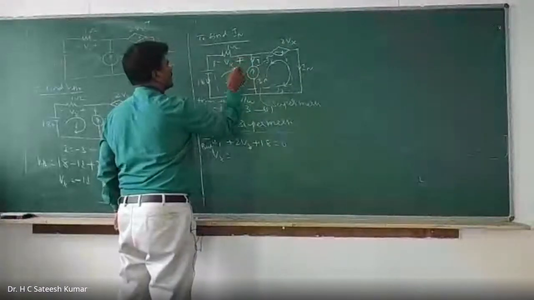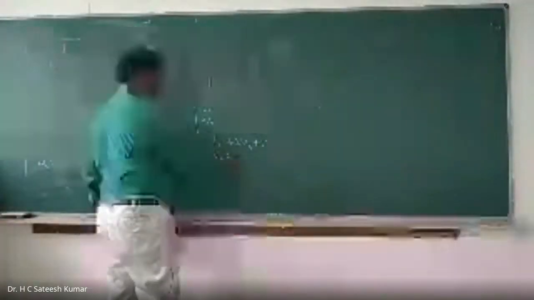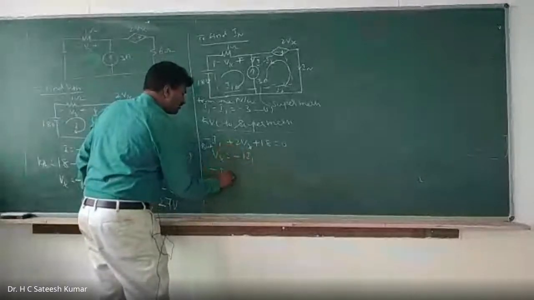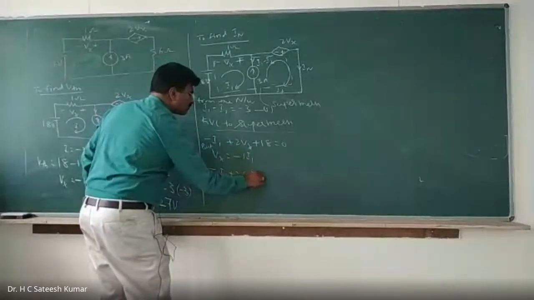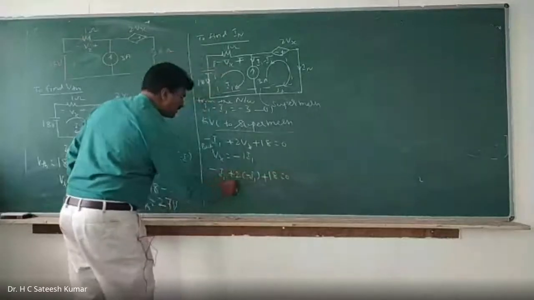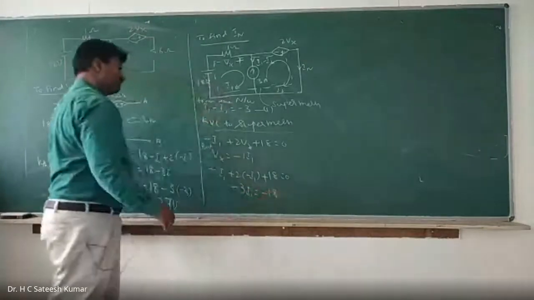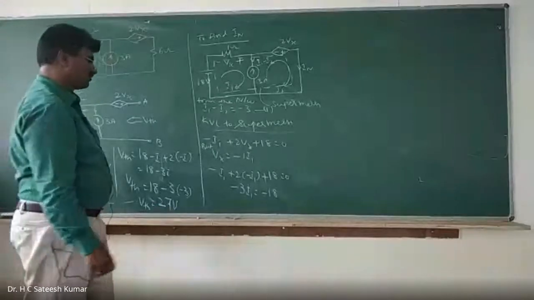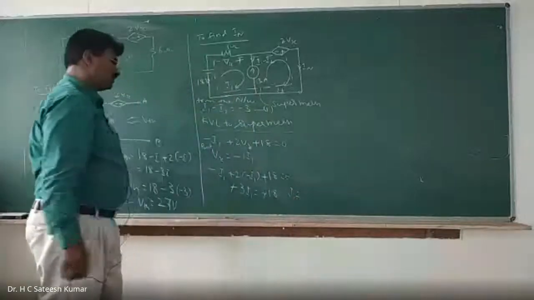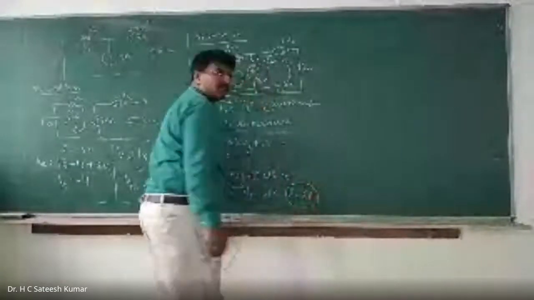Current is negative to positive, so therefore we will get a negative sign. V is equal to I into R, and I is I1, so Vx is minus 1 I1. Substitute in this equation: minus I1 plus 2 into minus I1 plus 18 is equal to 0. Minus 3 I1 is equal to minus 18. Therefore I1 is equal to 6 amps.